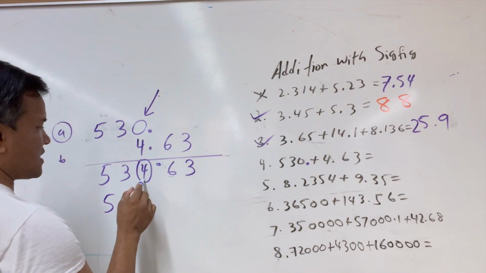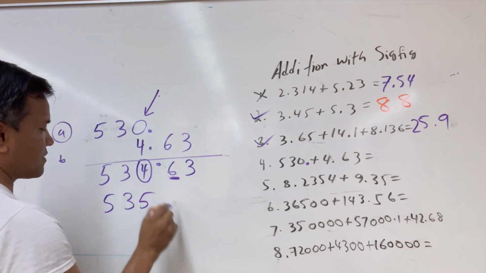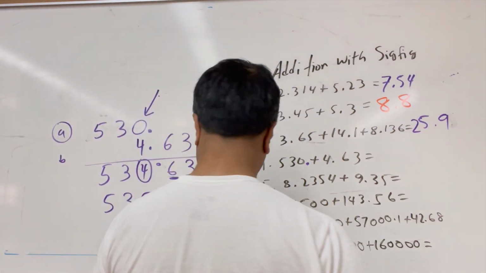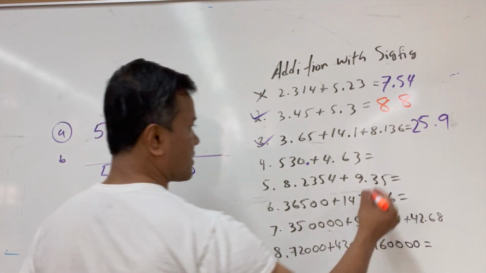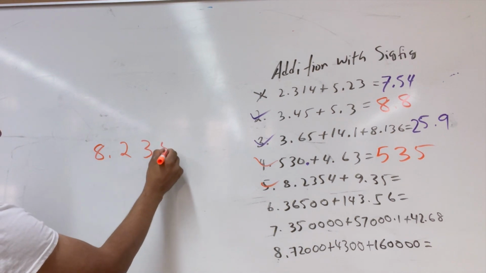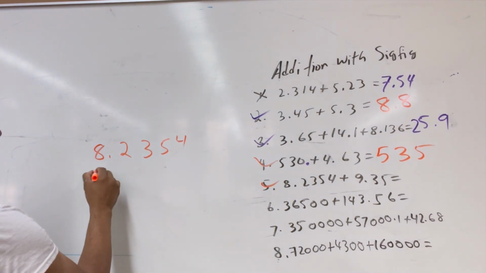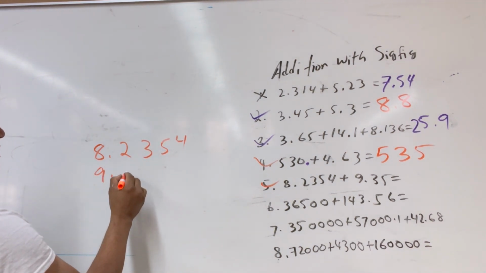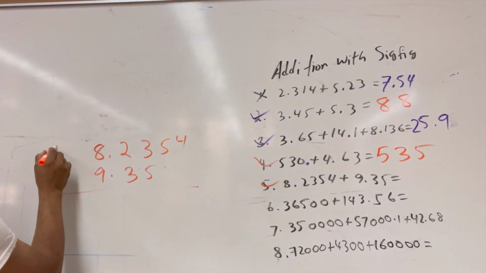The target will change based on the next number. So 5, 3, 5. 2, 3, 5, 4, 9.35. You have A, you have B.